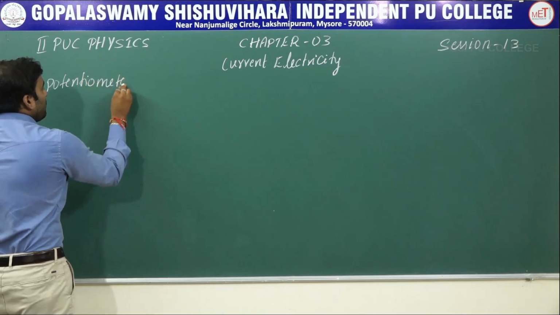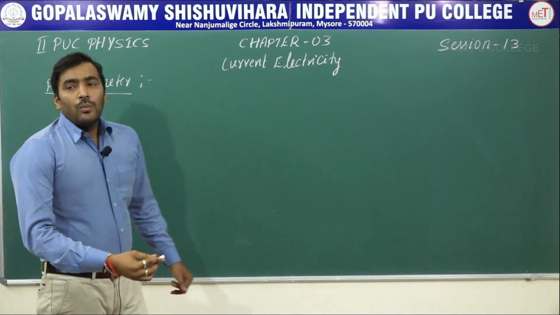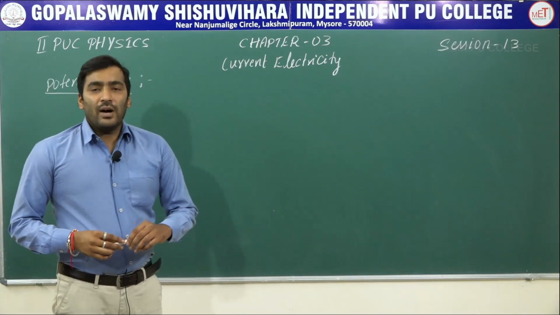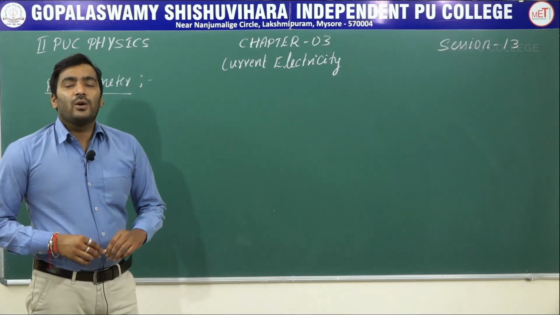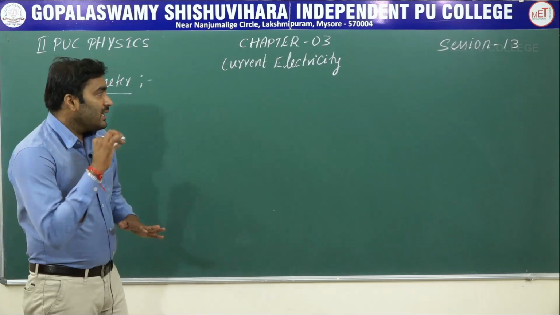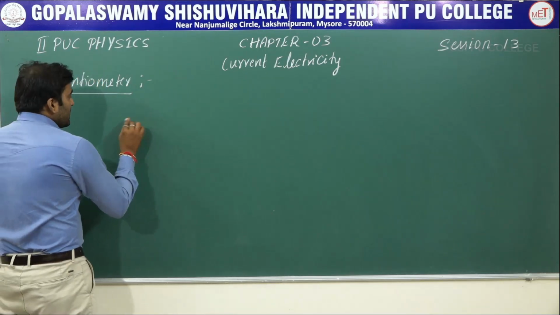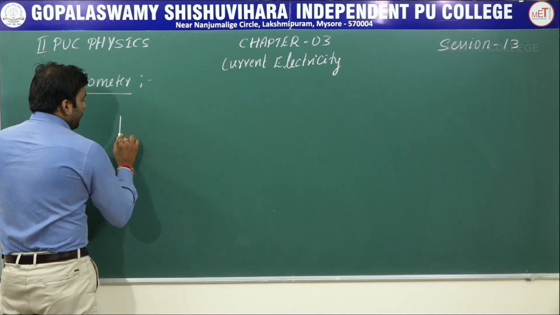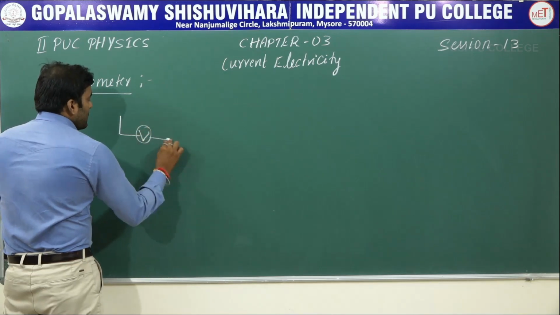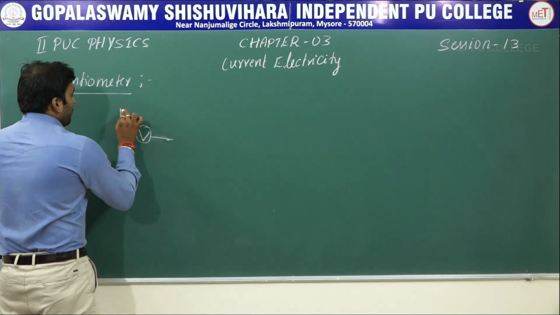Potentiometer. Potentiometer is a device which is used to find the potential difference accurately. Why we are saying it is accurate: if we consider a voltmeter, a voltmeter is also a device which is used to find the potential difference.